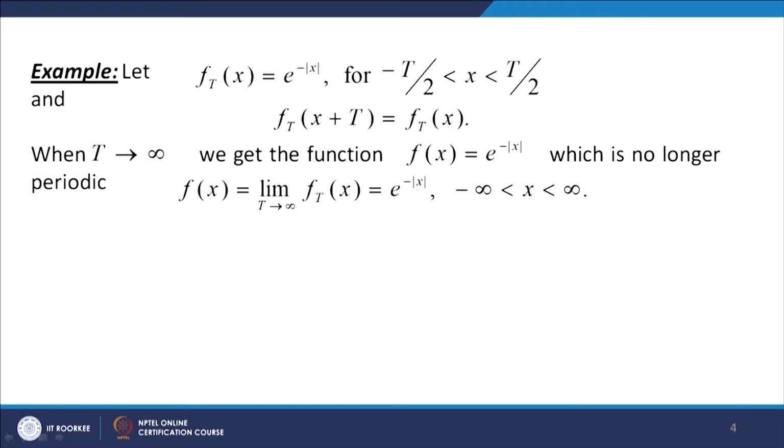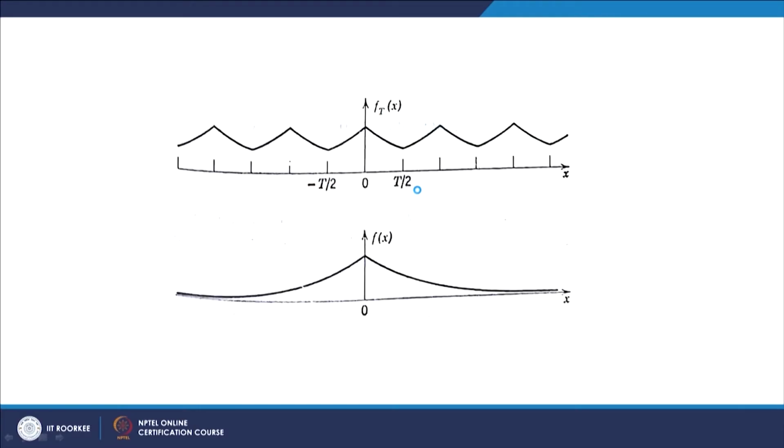We have the graph of this function. Here you see e to the power minus mod of x is an even function from minus T by 2 to T by 2. So, this is the graph of the function from minus T by 2 to T by 2, and then it has been extended periodically by using the period T. Now, here what happens when T tends to infinity, we have the graph of e to the power minus mod of x like this. So, you can see that it is not periodic anymore.